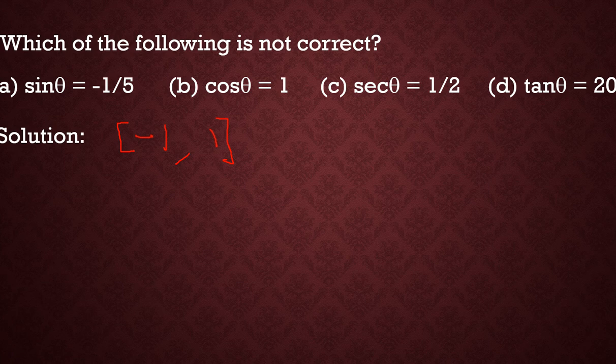Secant theta is equal to 1 by 2. We know that range for the secant theta is the set of all real numbers other than minus 1 comma plus 1. Here the value given, secant theta is equal to 1 by 2, does not belong to this range. Therefore, this is not correct. If you want, you can check the fourth one, tan theta. You know that the range of tan theta is the set of all real numbers, so it belongs here. Therefore, option 3, secant theta is equal to 1 by 2, is not a correct statement.